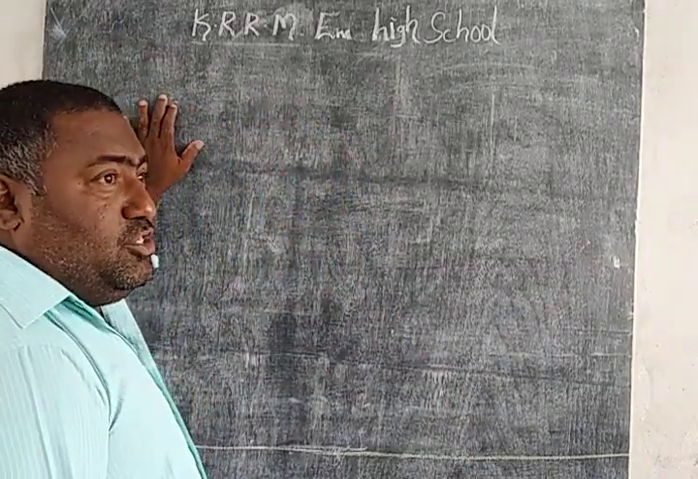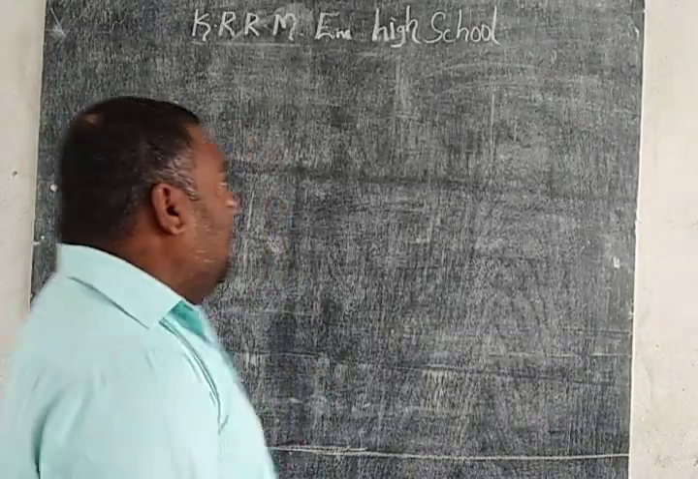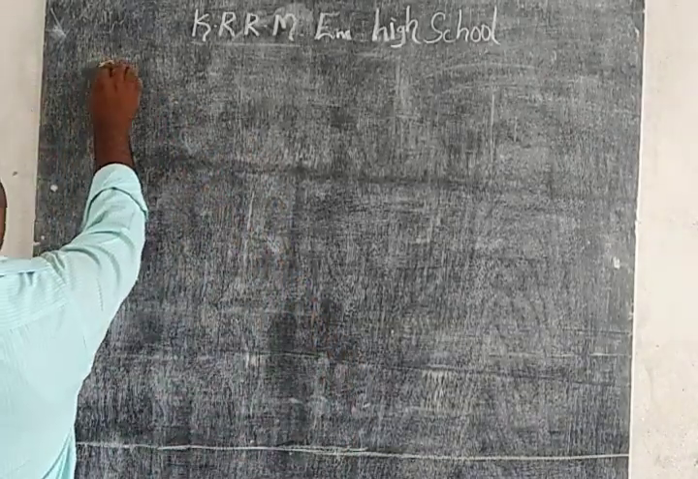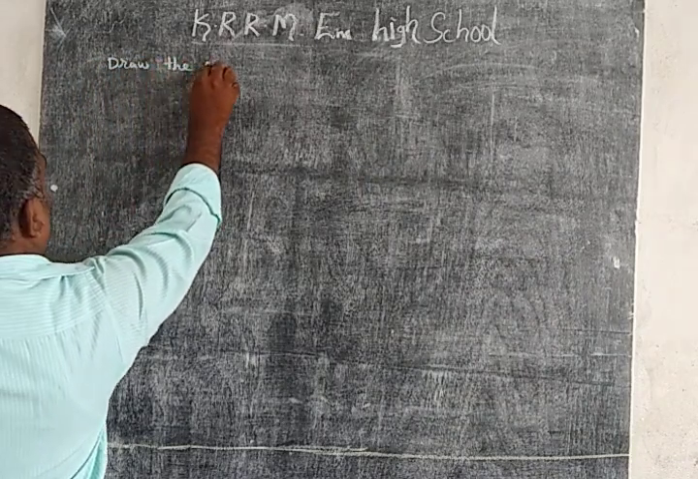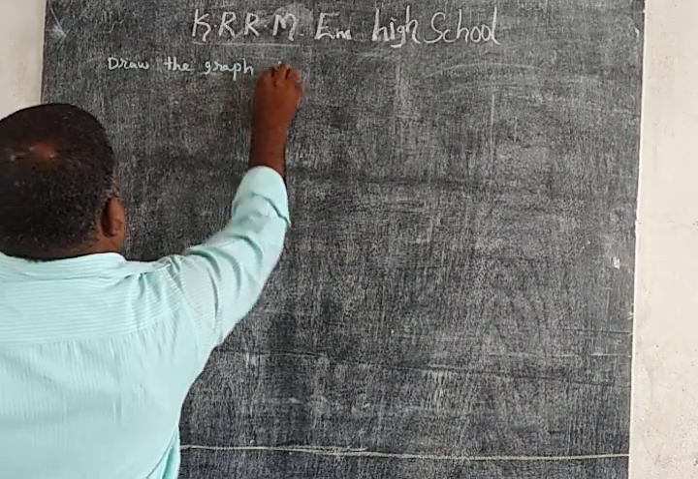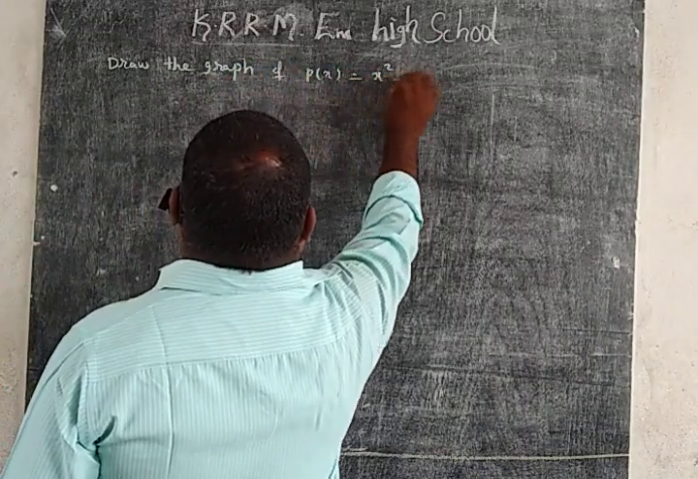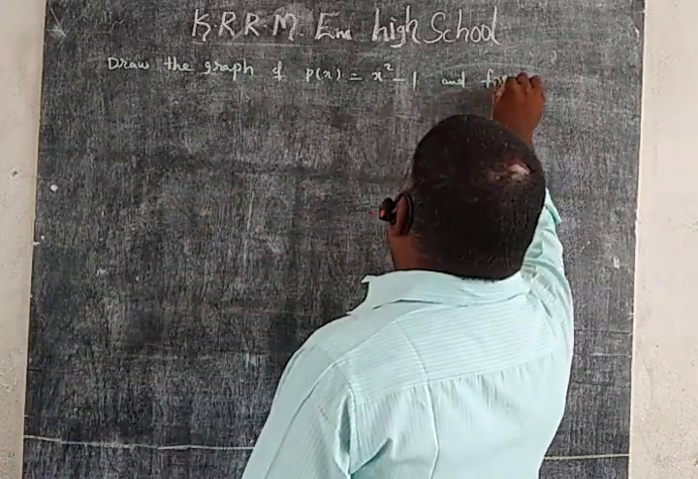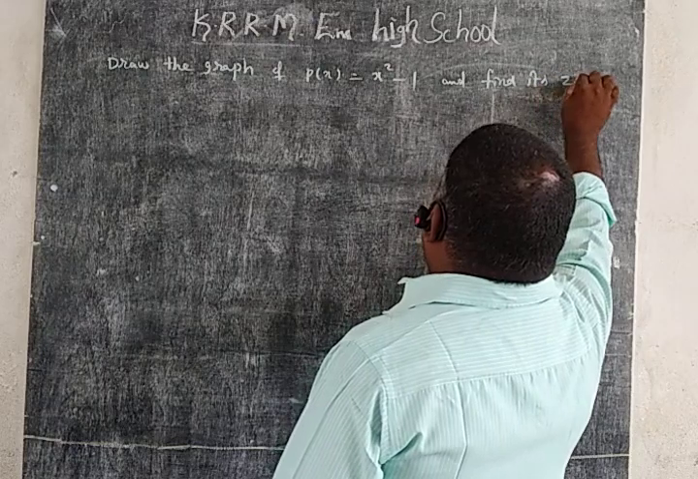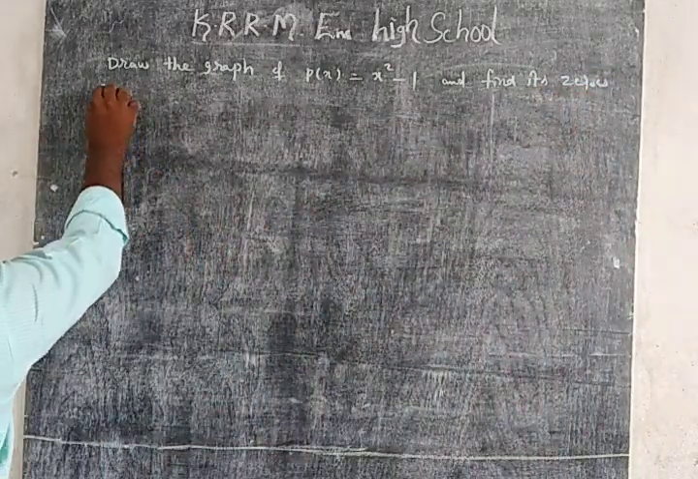Today we find the zeros of a quadratic polynomial using the graph. So next, draw the graph of p of x is equal to x square minus 1 and find its zeros. Justify your answer.